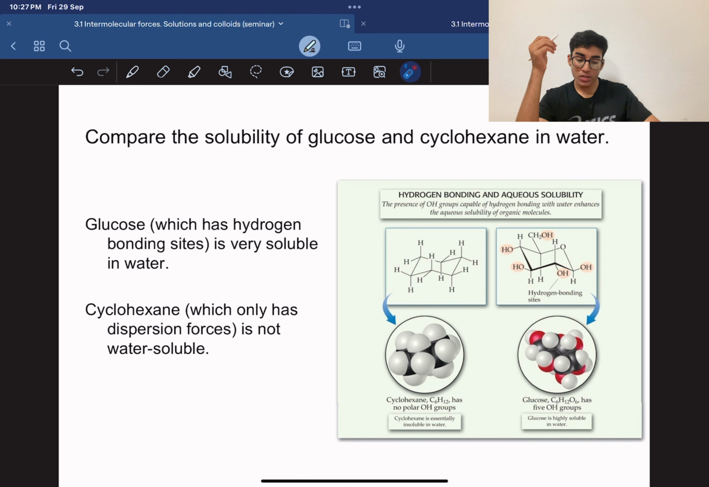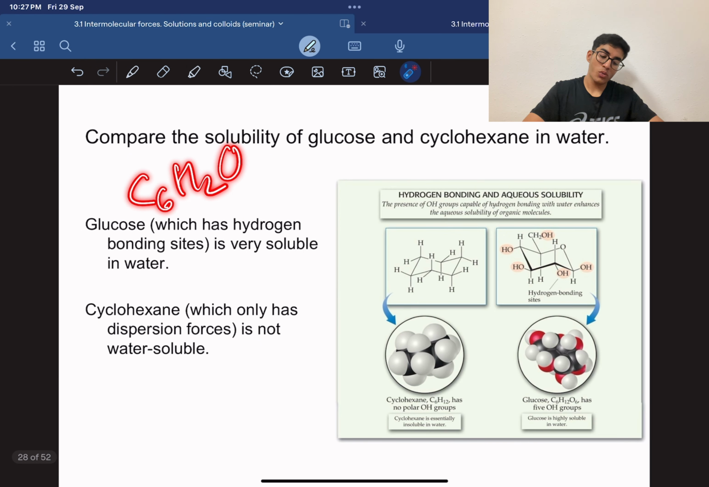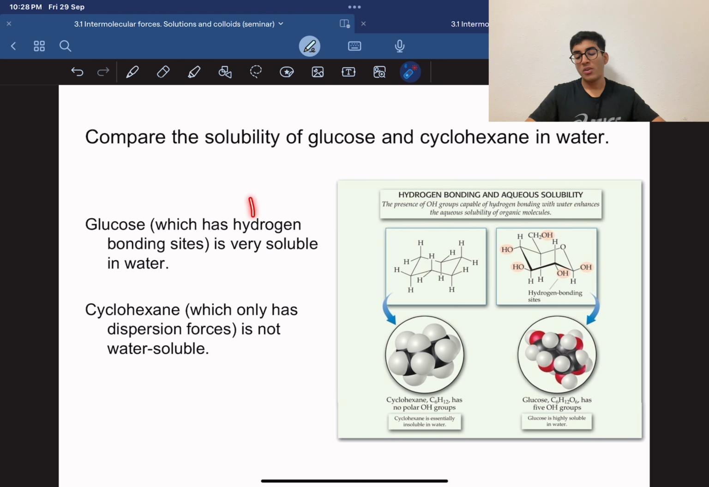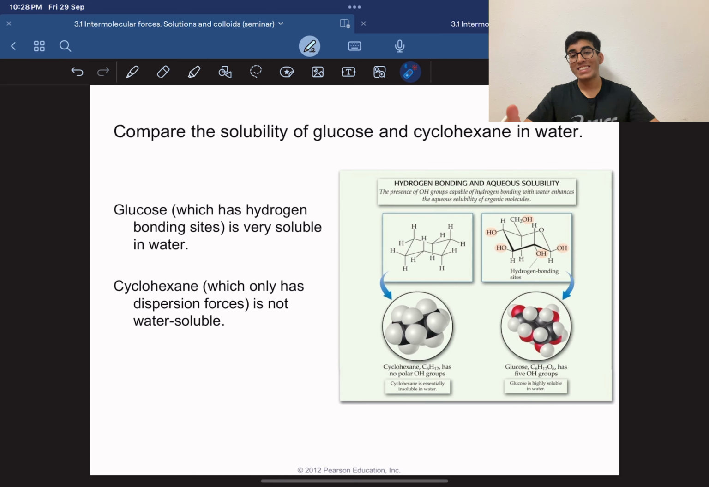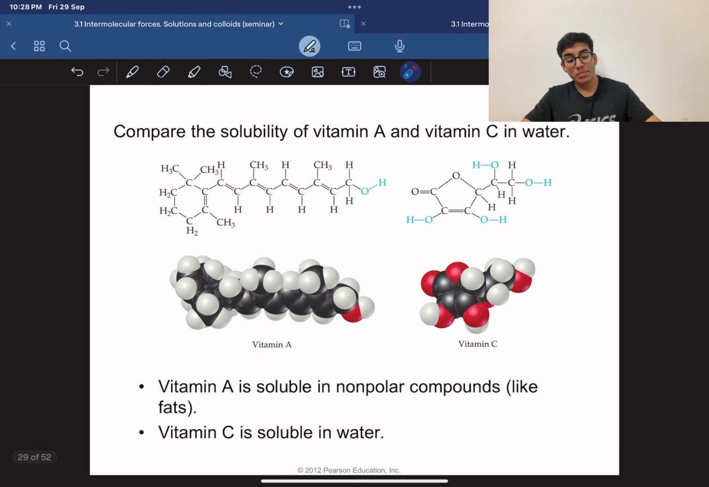Compare the solubility of glucose and cyclohexane in water. Glucose is C6H12O6. It has H and O, so it forms hydrogen bonds with water. Very simple. And glucose is polar, so it dissolves in water quickly because water is polar as well. Polar dissolves polar. Cyclohexane isn't polar, so it won't dissolve in water because non-polar does not dissolve in polar. Simple, guys. Vitamin A and C: you see OH is here, but it has only one point of attachment. Over here, it has more points of attachment, so hence this will dissolve more. Simple.